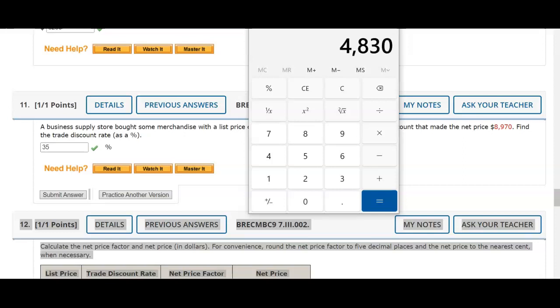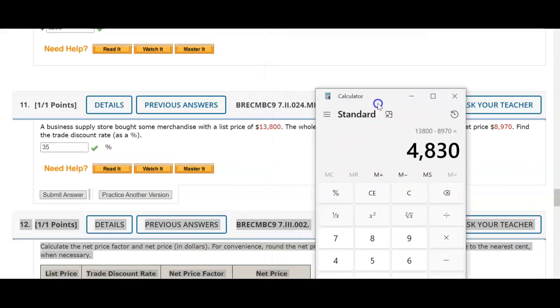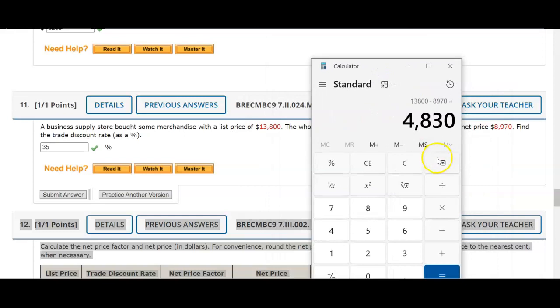So how do we find the rate? We take the discount, remember, and divide it by the list price, the original price. Okay, so that's 0.35. To change it to a percent, because rates are percents, move it 2 places to the right, because Dr. Pepper, percents on the right, and you get 35%.